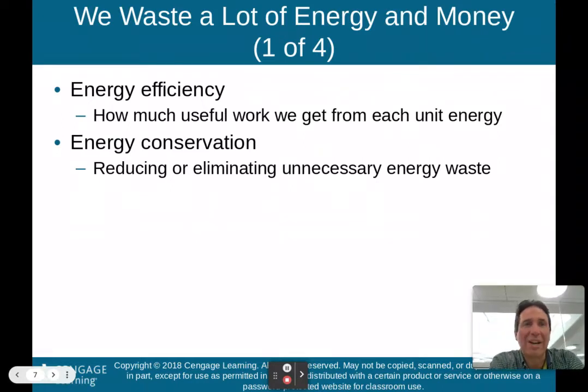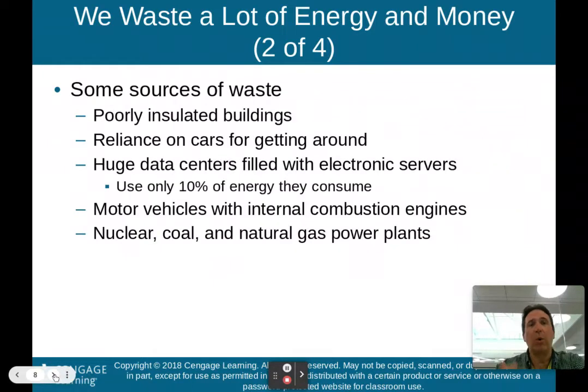So more into this. What is that energy efficiency I've been talking about? How much useful work we get from each unit of energy. Energy conservation is reducing or eliminating the unnecessary energy waste that unfortunately happens, right? So what are some sources of this energy waste? We spoke about it a little bit in that initial core case study. We have poorly insulated buildings. We have a reliance on cars for getting around. Again, cars are really not that energy efficient, unfortunately.